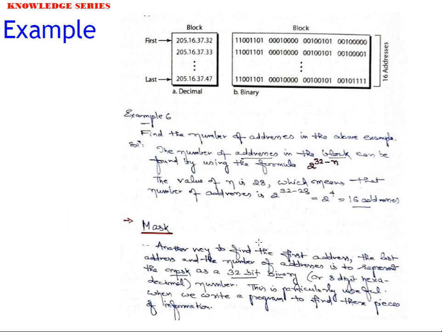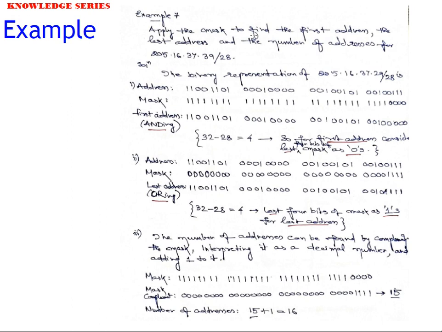Now coming to the next example, let's see. Apply a mask to find the first address, the last address and the number of addresses for this one. If you look at this particular example, it is like the previous example, but here we use masking rather than the conventional method of 8421 codes. Here the address is given, with the decimal dotted representation converted into a binary dotted representation.